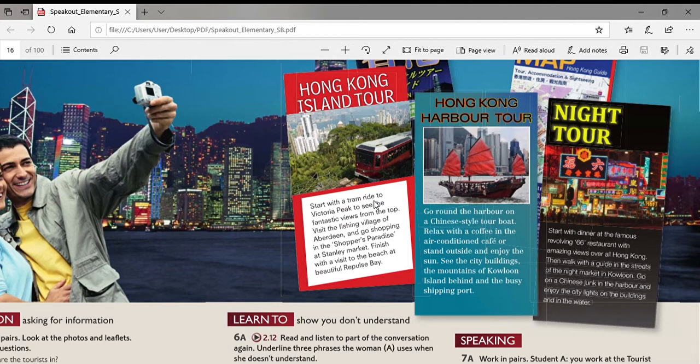So it's leaflets that advertise the Hong Kong Island Tour. The second one is Hong Kong Harbor Tour.